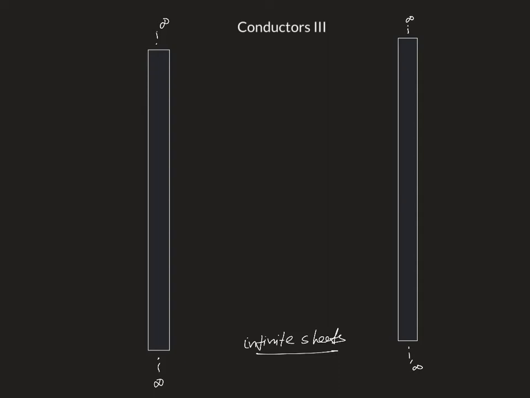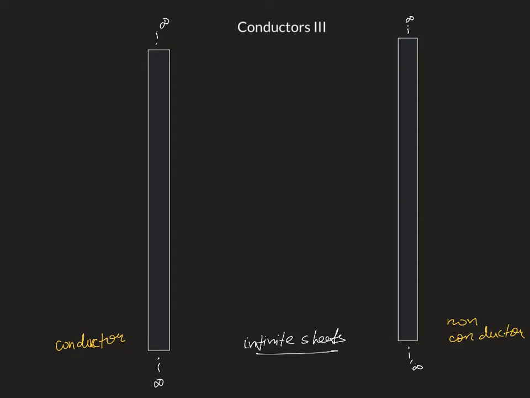Now I have drawn two diagrams. There is a reason for it. The left one is a conductor, and the right one is a non-conductor. The left one is a conducting sheet, whereas the right one is a non-conducting sheet.